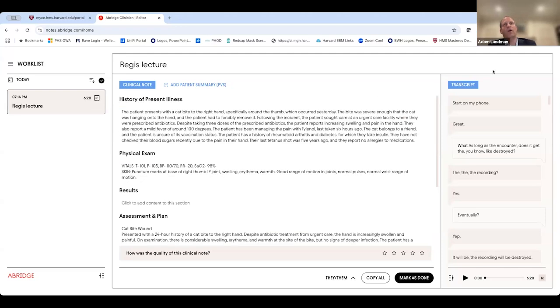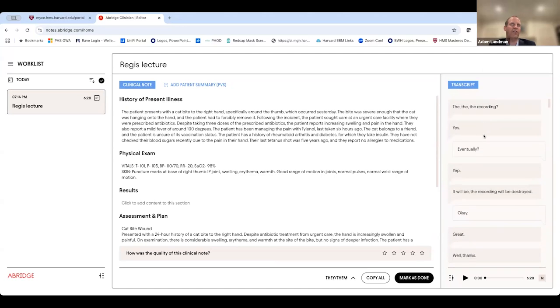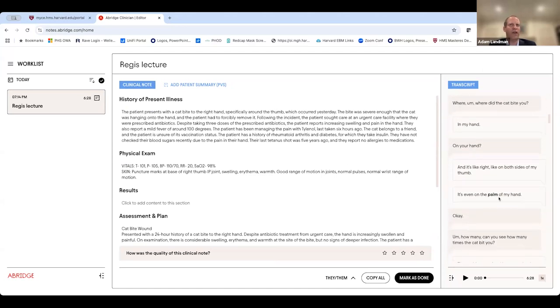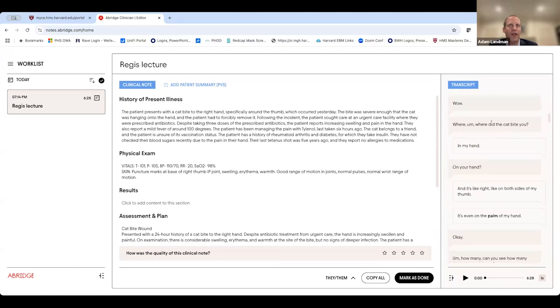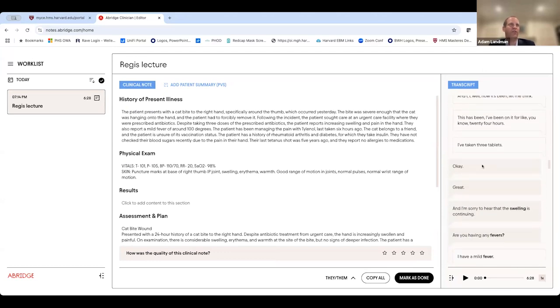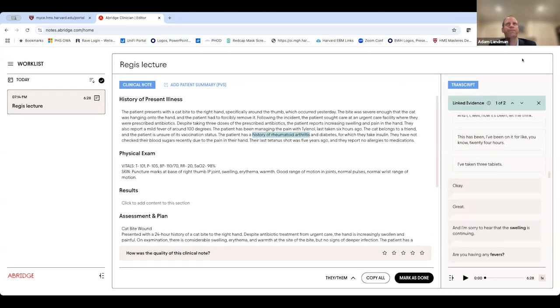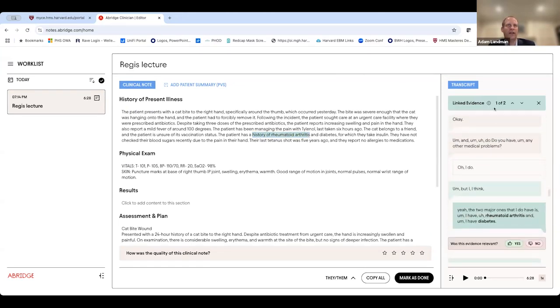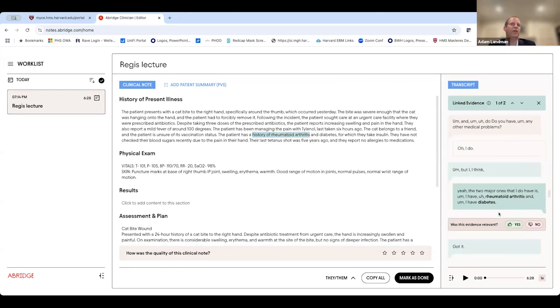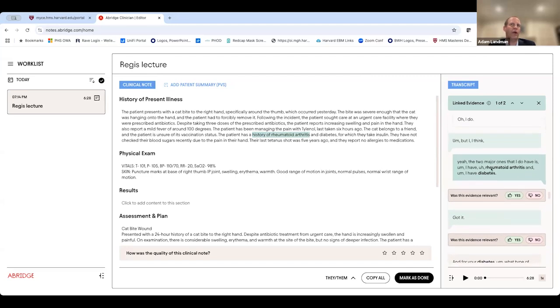I'll also show you what's also powerful: on the right-hand side, you can see the text transcript. So if I had a question of, what did I say, or where did the cat bite you, I can go through the conversation. I can also, in the history, say where the patient said they had a history of rheumatoid arthritis. If I highlight that, on the right-hand side, you can see it's saying linked evidence. It's going to the transcript and showing where the patient and I had a conversation about rheumatoid arthritis.